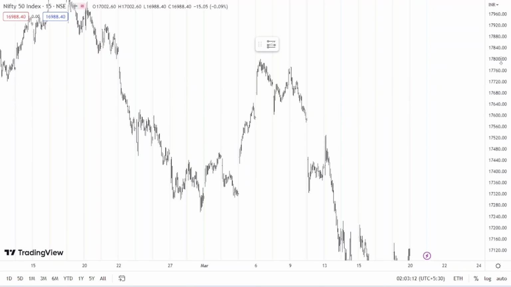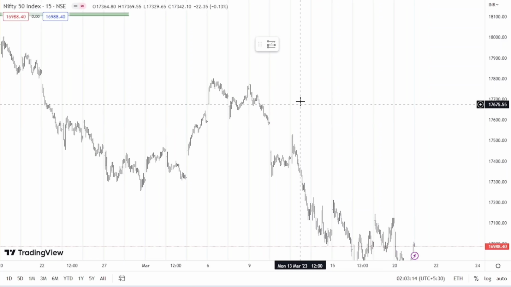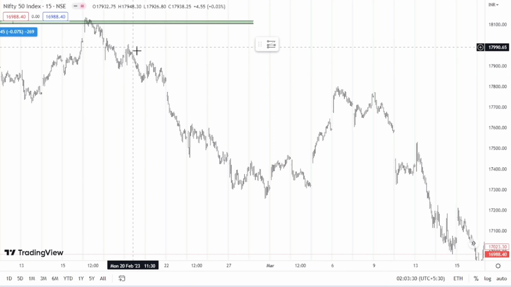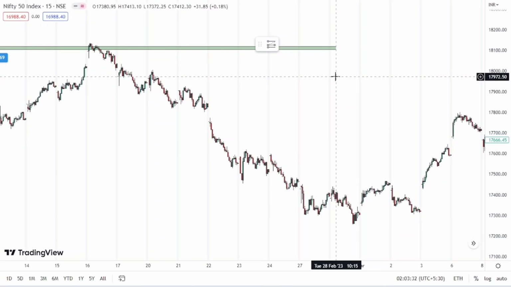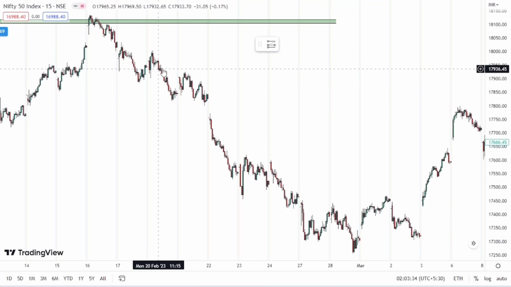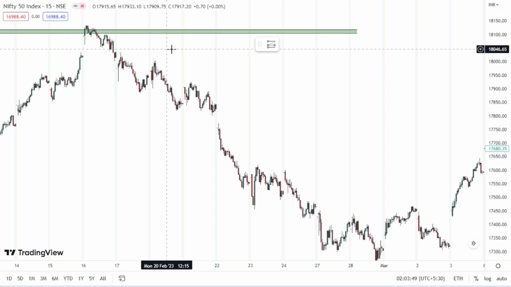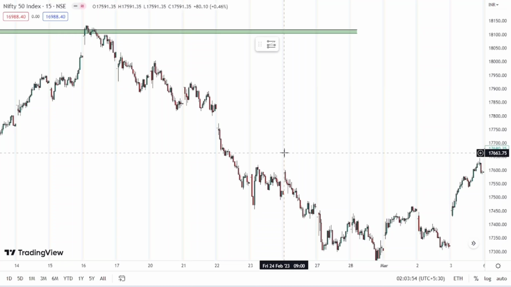This is the power of supply and demand zone concept. At this level, you may sell the shares in that place. You definitely get big profit from trading.